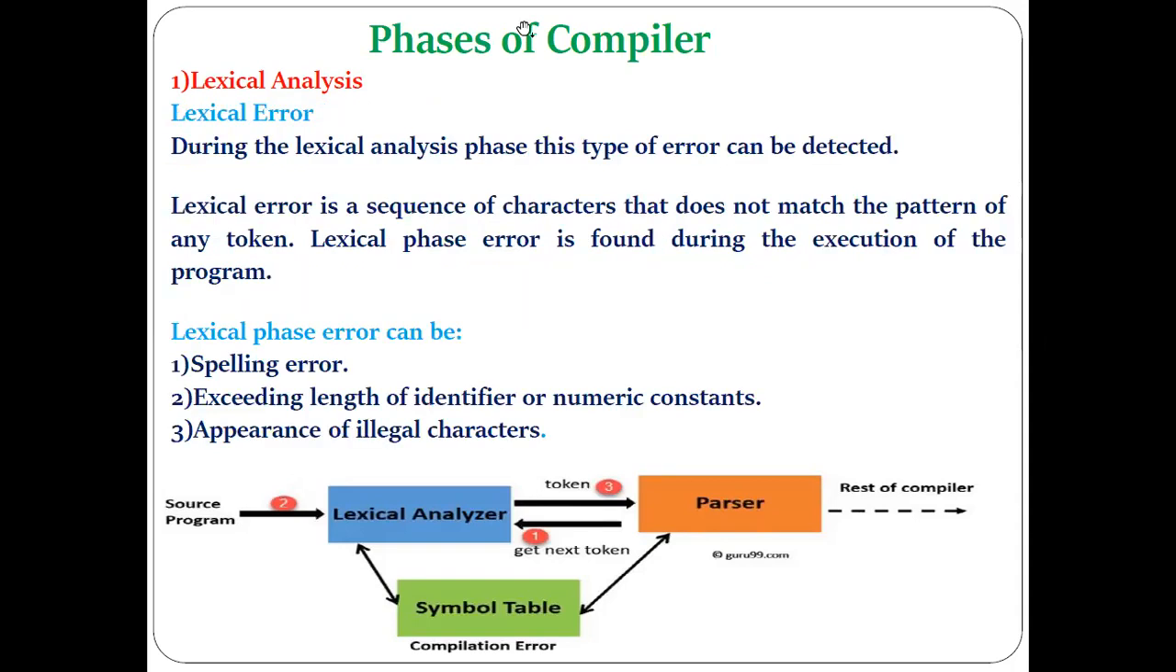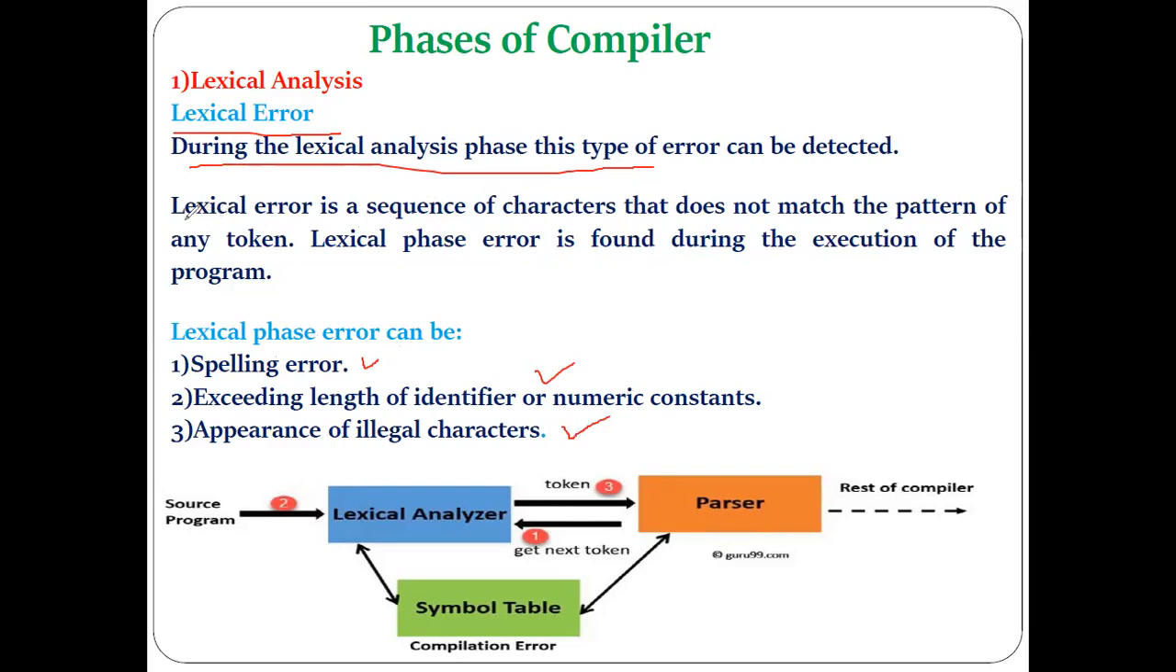During the process of lexical analysis, different kinds of errors can be generated, as I told you. Three of them you can see here: first, spelling errors; then exceeding the length of the identifier; and the appearance of illegal characters. We discussed these with examples last time.